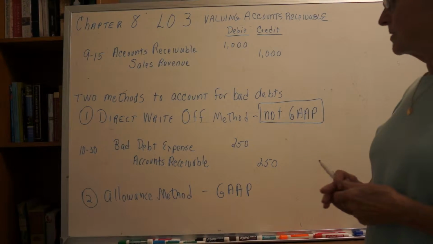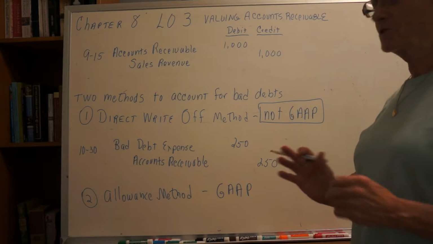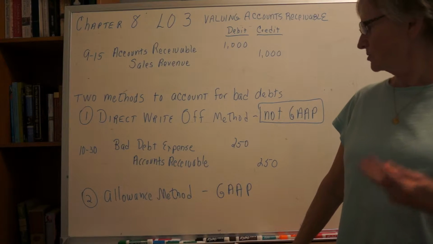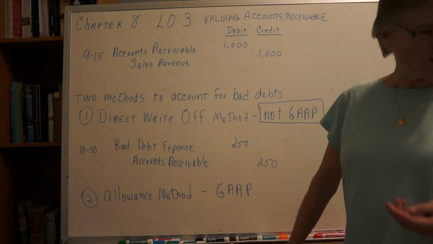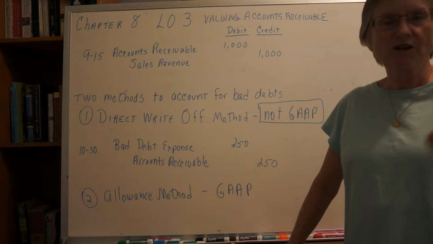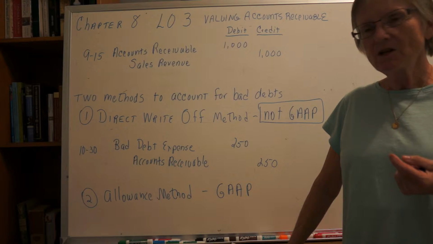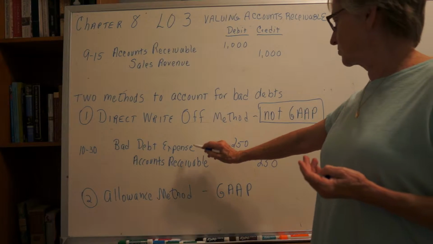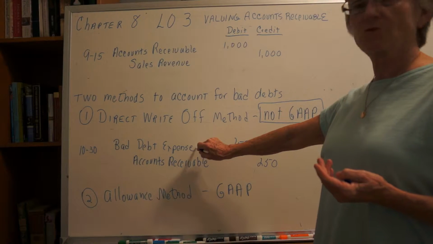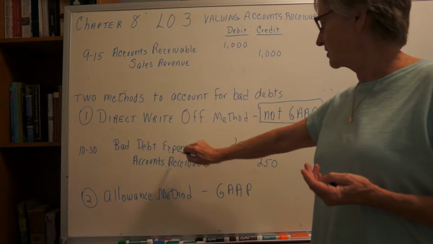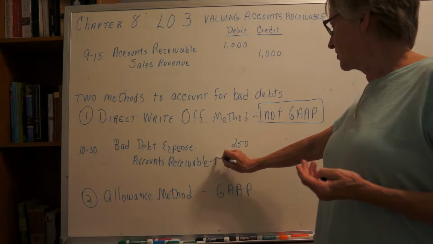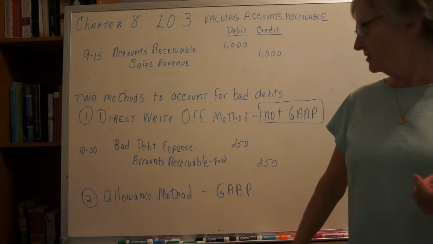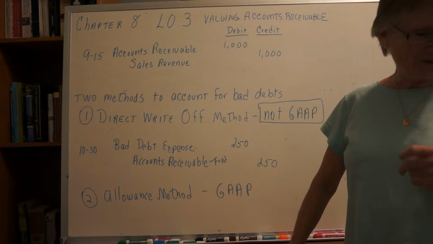With the direct write-off method, you don't make any estimates of bad debts. You simply, say we have a customer named Fred, and we know he's not going to pay us, he just declared bankruptcy, and he owes us the $250, so we would debit bad debt expense. This goes on our income statement. It's an expense like any other. And then we would write off Fred's account receivable for $250. And that would be the end of the story.